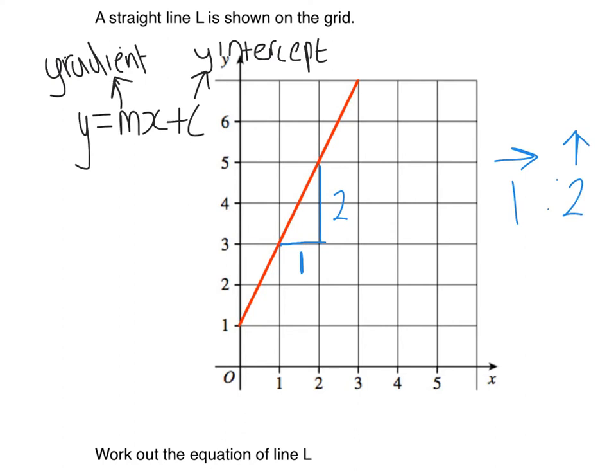So I've got y equals 2x, and then my c is my y-intercept, where it crosses the y-axis, and I can see it crosses at 1. So my c is plus 1.